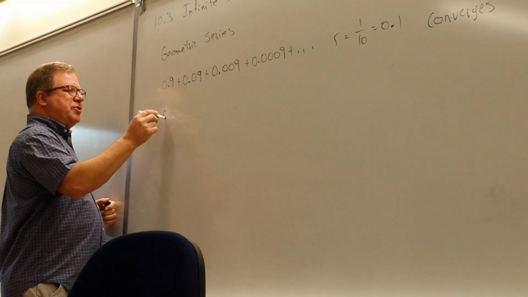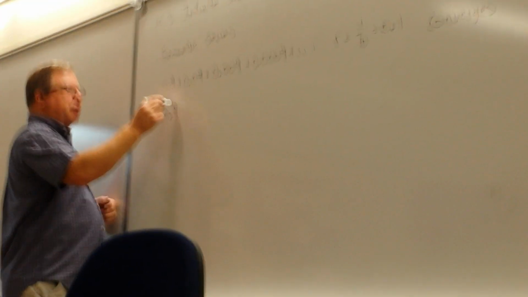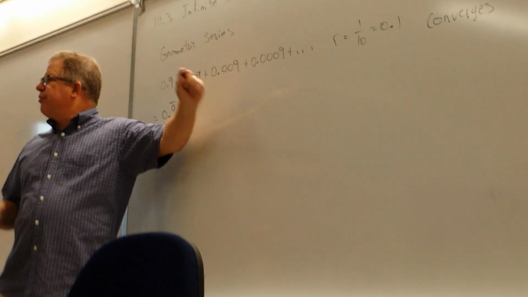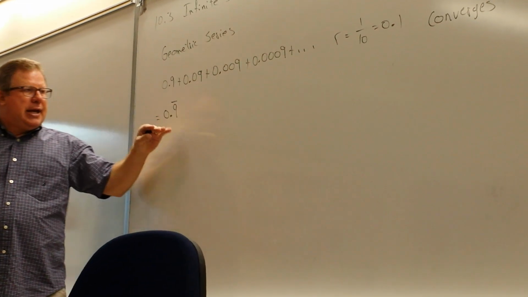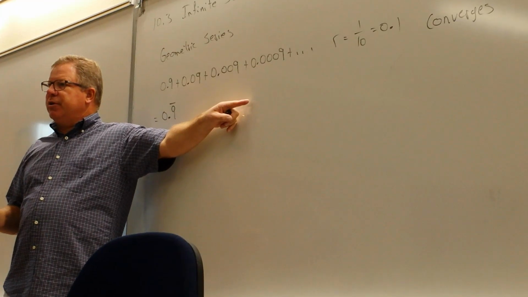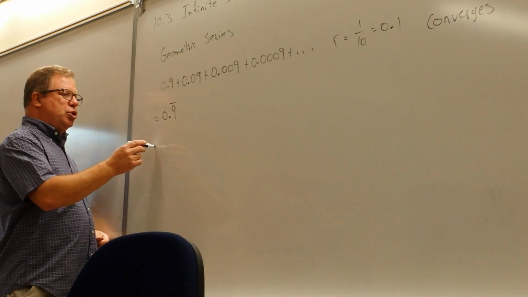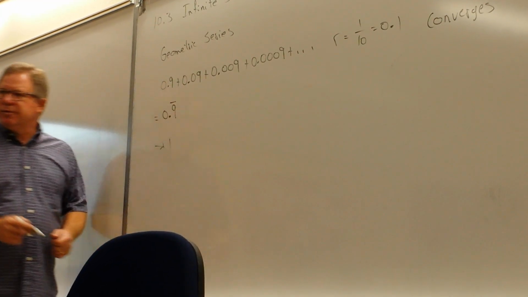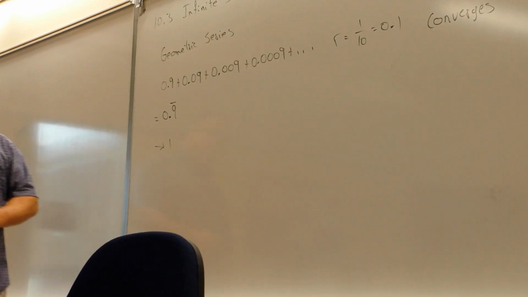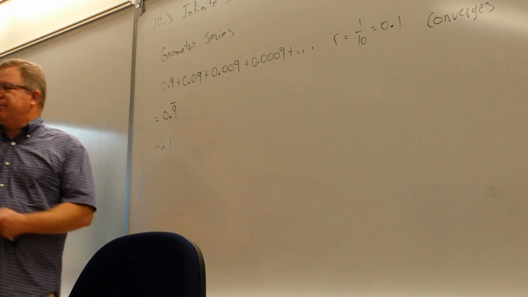This equals 0.9 with a bar, meaning 0.999999999 forever. And that limit, as the number of 9s goes out to infinity, approaches 1. Okay, so you're correct, this would eventually converge to 1. But we're going to see some math to do that.